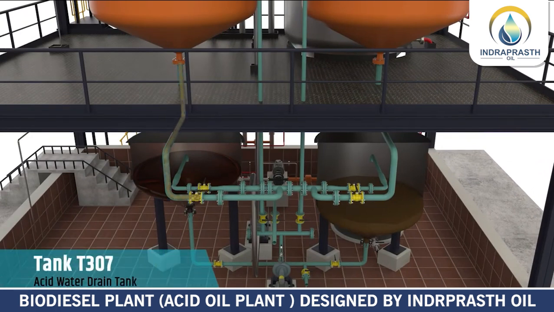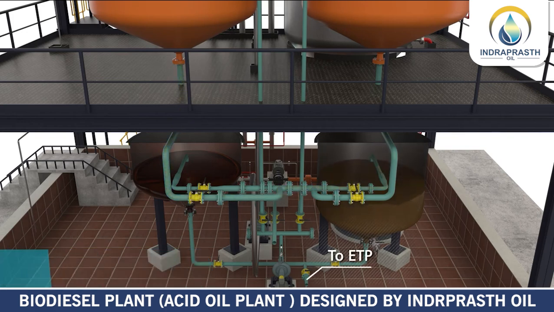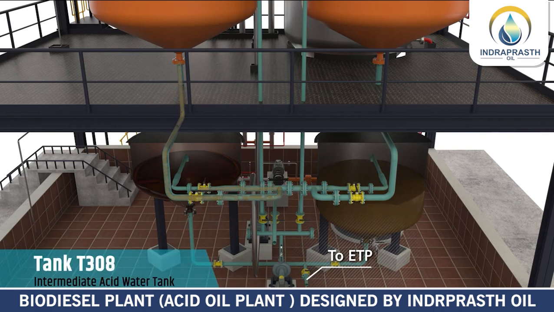The bottom layer of acid water is taken into the separate intermediate storage tank T307 and is conveyed for disposal to ETP or taken for reuse to reactors. The top layer of acid oil is then taken to buffer tank T308. From there it is further sent to the storage tank.